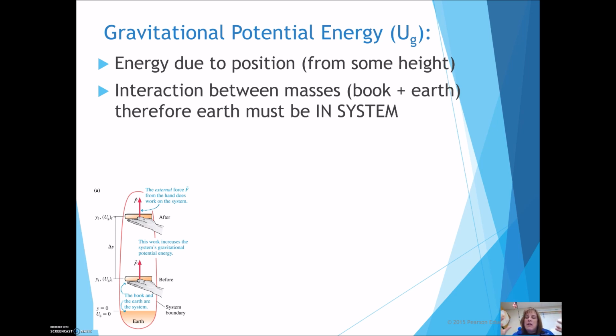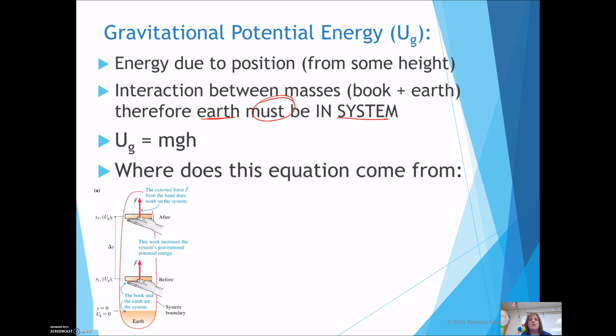Now, remember, potential energy comes from an interaction between objects, so a force, and the gravitational potential energy arises due to the interaction between an object and the Earth, like the book and the Earth. If we're talking about gravitational potential energy here on Earth, the Earth must be in the system. Otherwise, we're going to have to talk about the work done by the force of gravity, the work done by that interaction. The equation for gravitational potential energy is mgh, m being the mass of the object, g the acceleration due to gravity, and h being the height above some reference point.